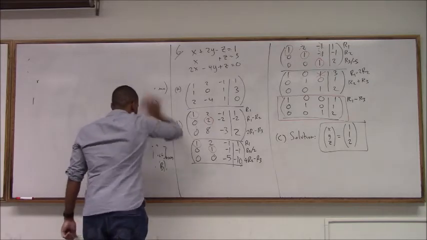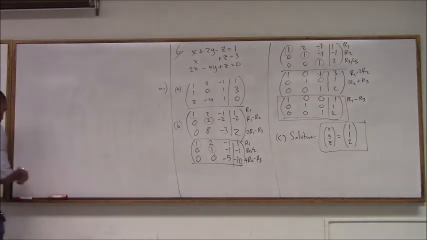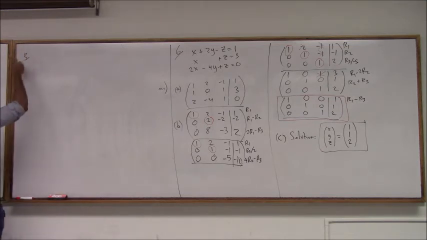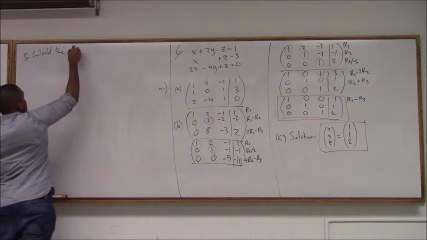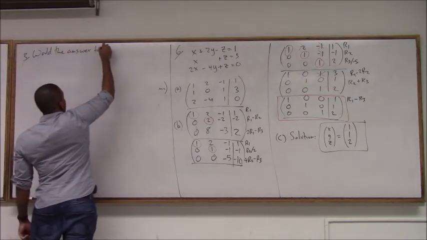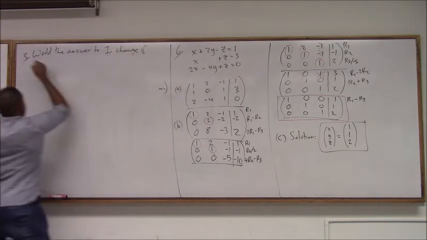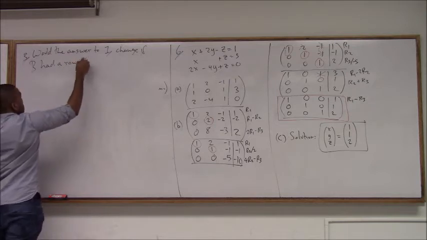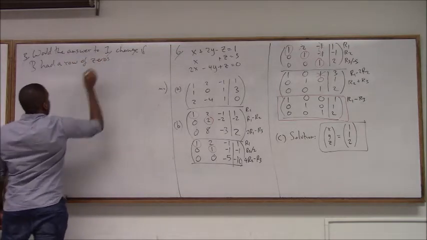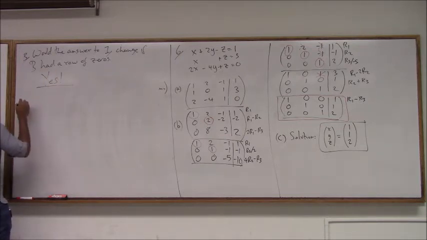Let's go back and do problem 3 so we can do one of the bonus problems. So problem 3 said, would the answer to problem 1 change if B had a row of zeros? Yes. And the answer is yes. And so now we're in the bonus problem.